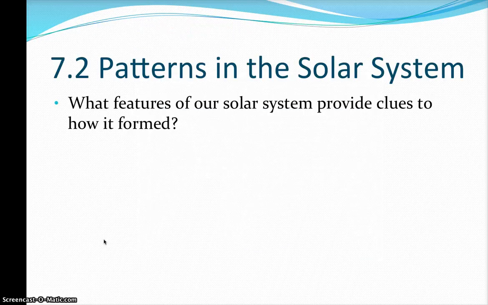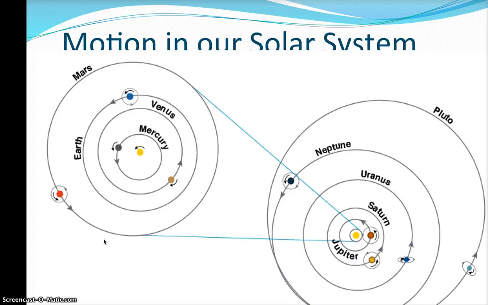Now let's look at the appearance of our solar system. First of all, let's talk about motion. Now in this picture, what they've done is, because the terrestrial planets are much closer to the sun than the Jovian planets, they sort of blew up the orbits of the terrestrial planets here for us. And what we should notice is the things that they're trying to show us are the direction of the orbit.